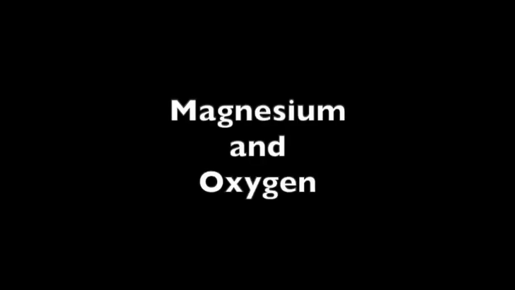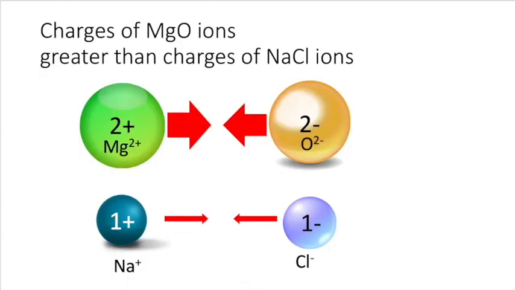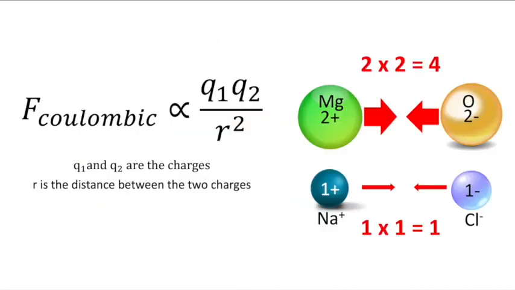Now let's look at another reaction involving magnesium and oxygen. Each of the ions formed will have a larger charge, 2+ for magnesium and 2- for oxygen, compared to sodium chloride, where the charges are 1+ and 1-. The Coulomb attraction for magnesium oxide is larger than it is for sodium chloride, and we would predict the energy released when these ions combine to be larger too. Let's look at the reaction.